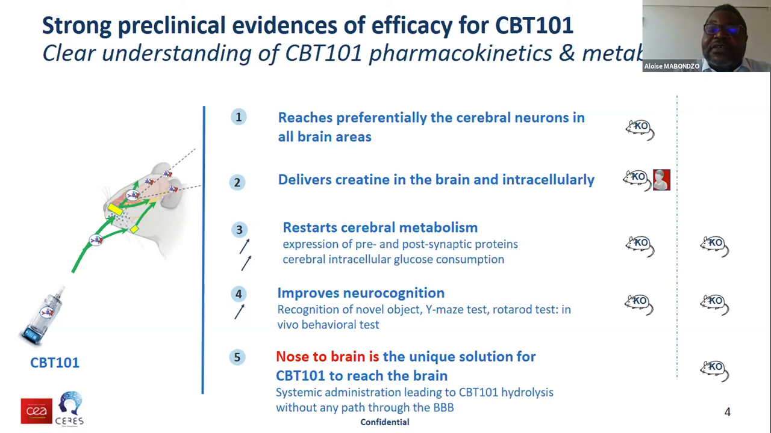CBT-101 restores cerebral metabolism. We have demonstrated the higher expression of pre- and postsynaptic proteins, as well as the increase of cerebral intracellular glucose consumption. We also demonstrated that CBT-101 improves neurocognition. So we believe that nose to brain is the unique solution for CBT-101 to reach the brain, since systemic administration leads to CBT-101 hydrolysis without any path through the blood-brain barrier.